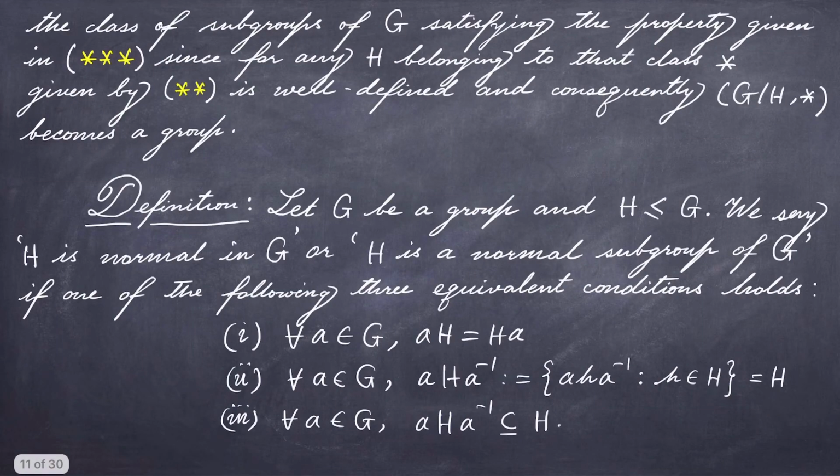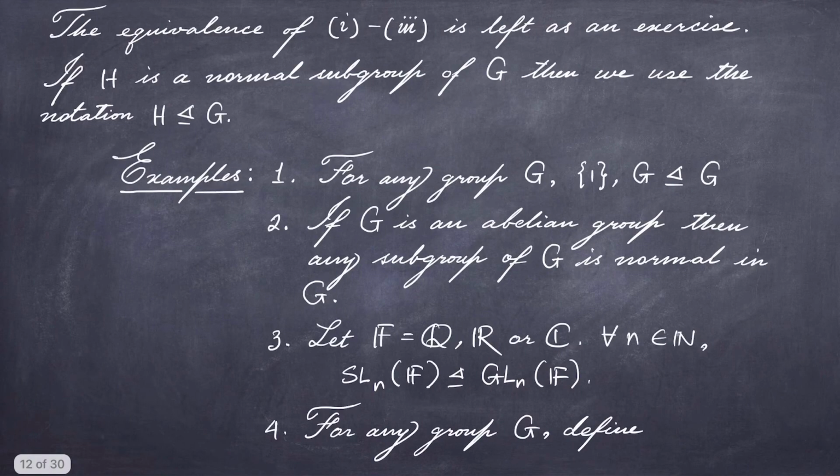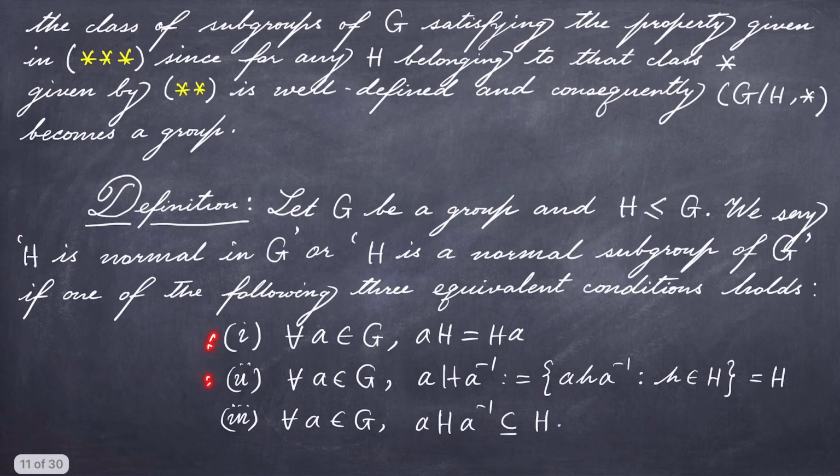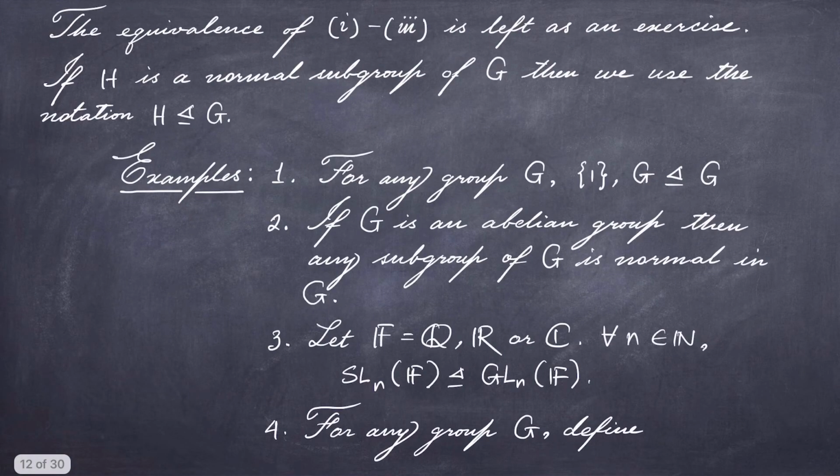The second condition is that the conjugate of H by a, which is defined to be this collection, is exactly H. The third one seems to be a slightly relaxed one. Here we don't require that the conjugate is H. Rather, what we demand is that for any a, the conjugate is contained inside H. I am leaving the proof of equivalence of these three conditions as an exercise.